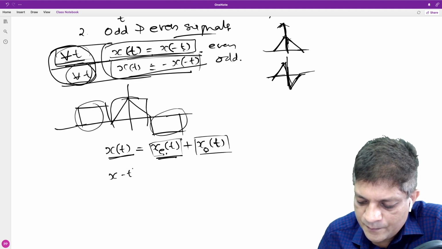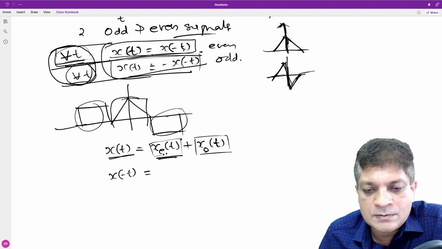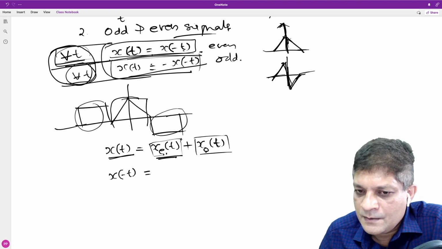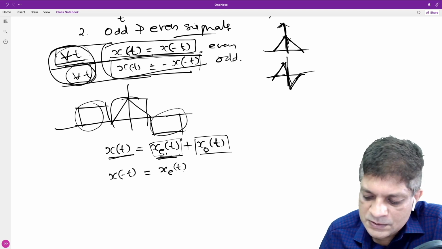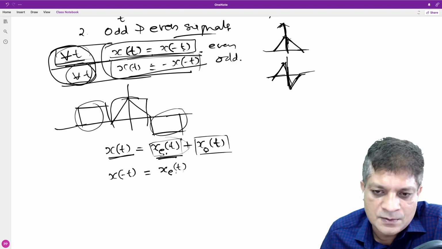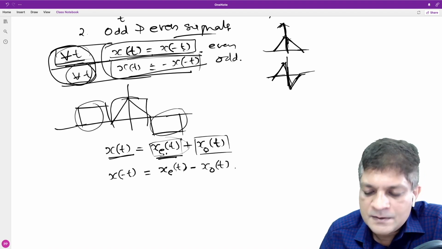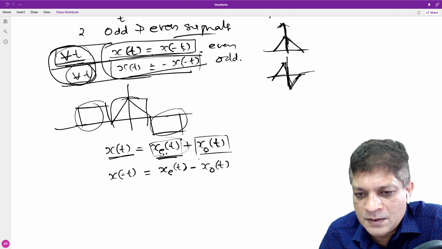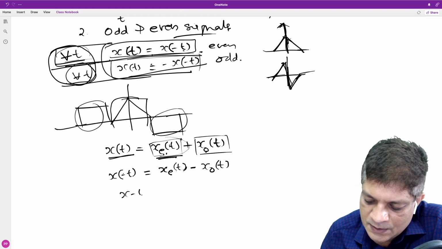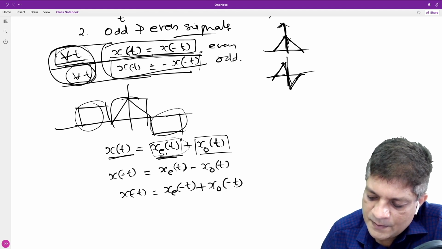What is x of minus t? Replace t with minus t. What will happen here? The first term, xe of minus t, is xe of t only, because this is an even signal. And what about the second part? I am replacing t with minus t. I have skipped the intermediate step: x of minus t is xe of minus t plus xo of minus t. And since this is even and this is odd, we can get this.